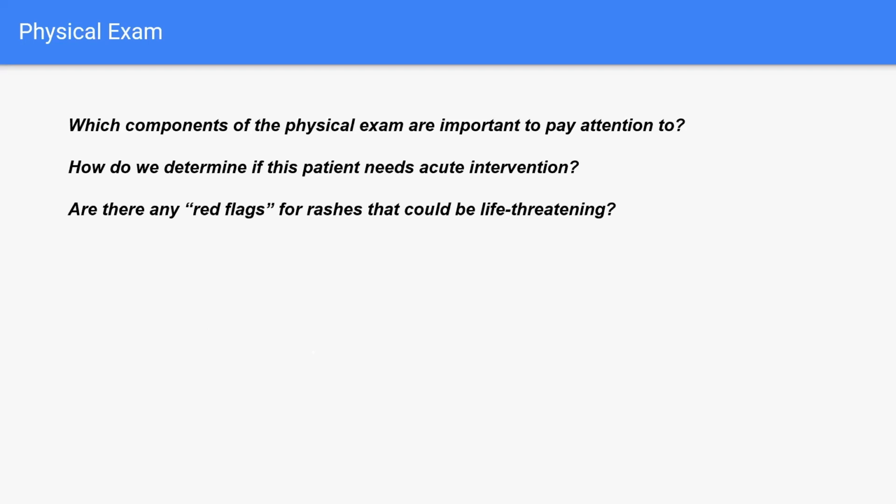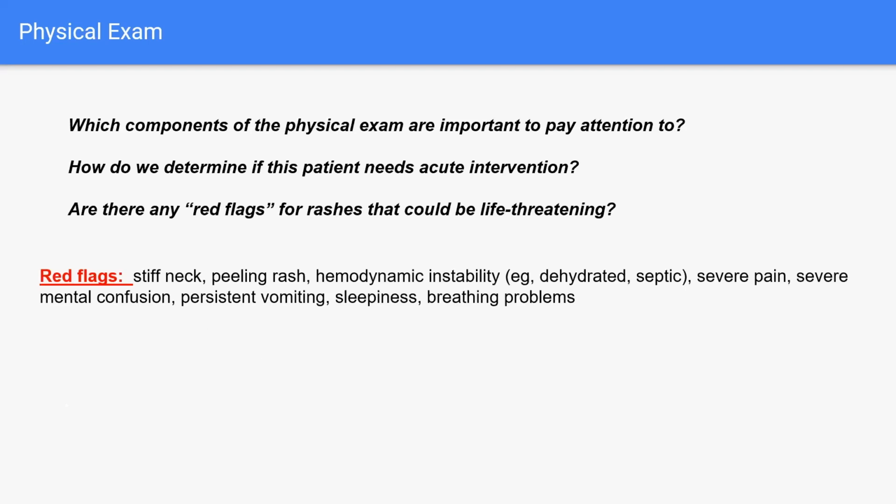And also just looking at the patient, right? If they're in severe distress, it's likely they're in a lot of pain or something is going on where they might need acute intervention. Certain red flags for rashes that could be life-threatening include the stiff neck that goes along with meningitis that I was talking about. If you have hemodynamic instability, if the pain is super, super severe, if there's mental confusion, right, that could point you to something with the brain as well, or a systemic infection. And if they have sleepiness, breathing problems, persistent vomiting, all of those types of things are red flags.